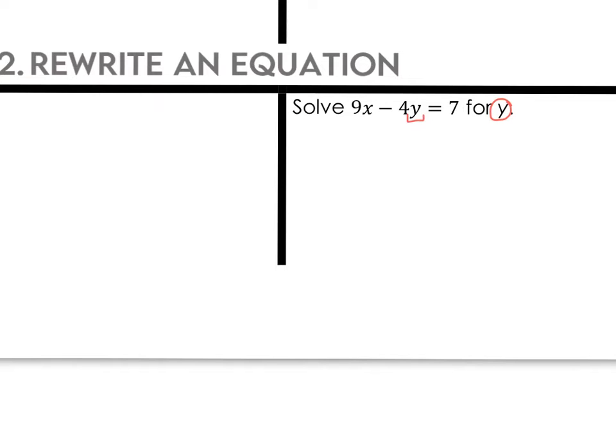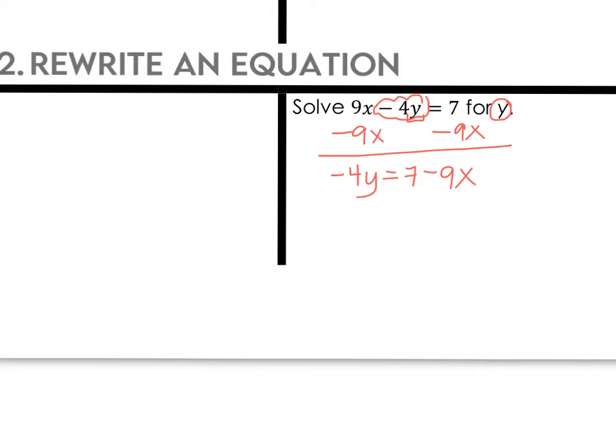Notice it's 9x minus 4y, but the 9x is actually positive. There isn't anything in front of it that would make it a negative 9. Therefore, to move it over, we have to subtract that 9x. And that leaves us with negative 4y left over. The subtraction problem now becomes a negative coefficient. And then on the right, just remember to subtract in order, 7 minus 9x.